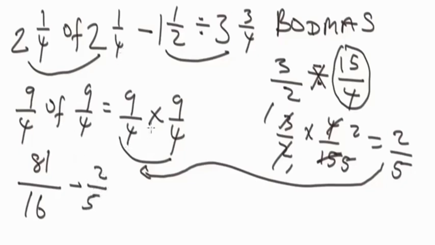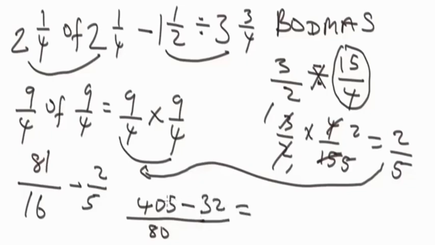Okay, the next thing we are going to do now will be to find the LCM. So the LCM of 16 and 5 will give us 80. 16 times 5 will give us 80. So 16 into 80 is 5. 5 times 81 will give us 405. Then minus 5 into 80 is 16. 16 times 2 will give us 32. So if you break it down further, 405 minus 32 will give us 373 over 80. And this will be your answer.